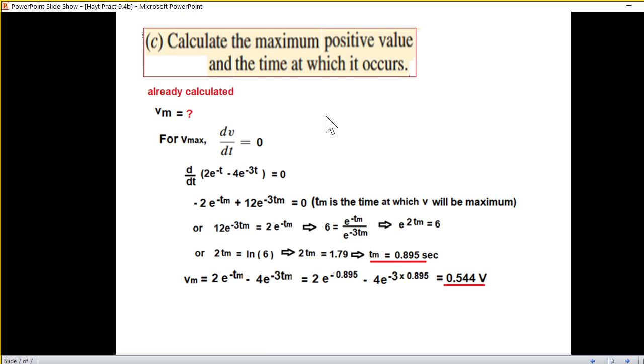And now the third part, which we have already done. What it is saying is calculate the maximum positive value and the time at which it occurs. We have already calculated this. To recall, we found Tm to be 0.89 seconds and V maximum 0.544. To match with the answer in the book, we just write it in milliseconds. Now this is in seconds, it will be 896 milliseconds. This can also be written as millivolts, so it will be 544 millivolts. And that is the answer given in the book.